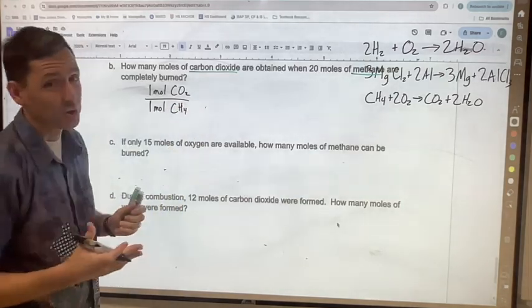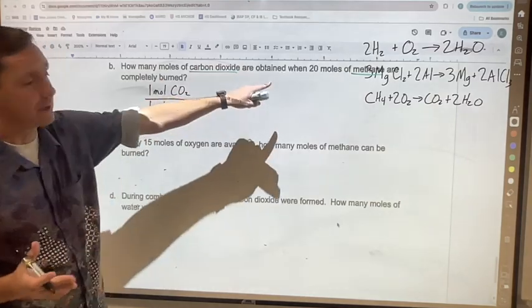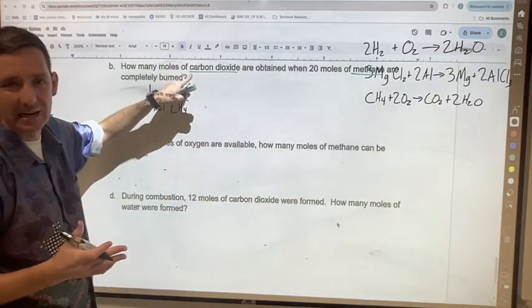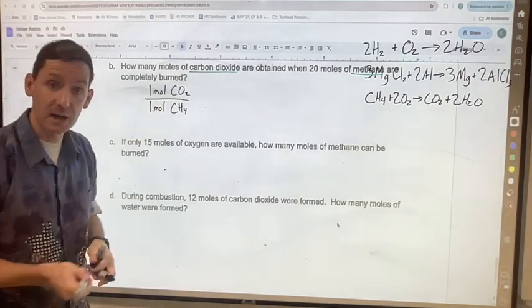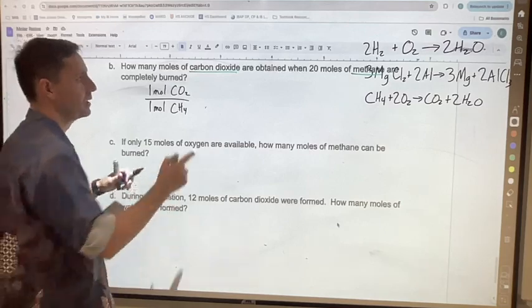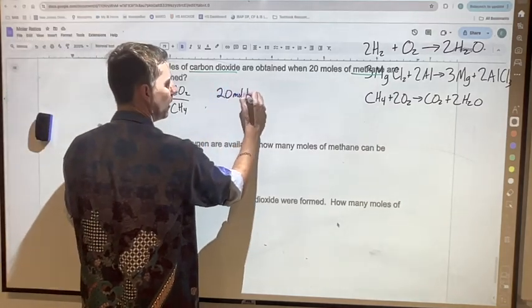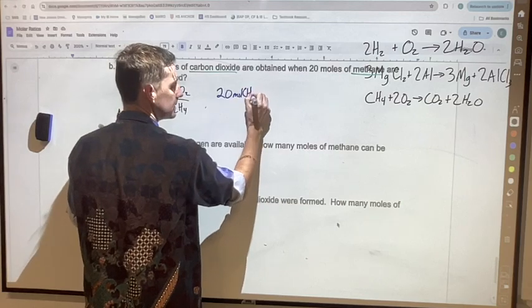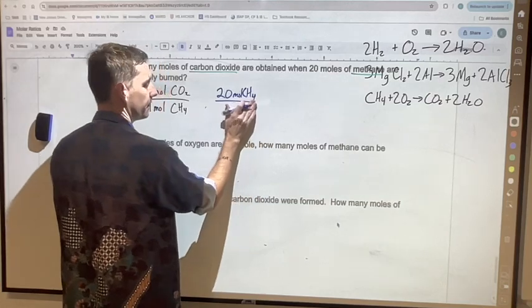Okay. Now, you can probably figure out, because it's 1 to 1, if I have 20 moles of methane, then I need 20 moles of carbon dioxide. But because I'm trying to teach a process, I'm going to go ahead and write it out. Same thing as before. We know that we have 20 moles of methane. That's the CH4.